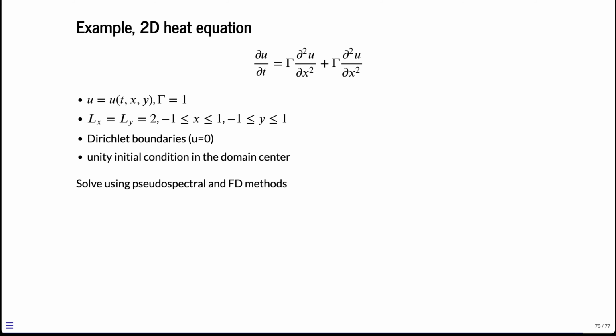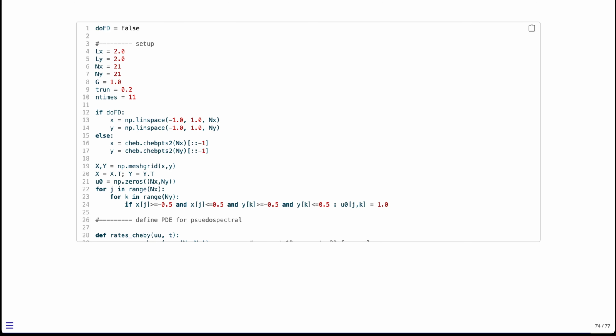So let's look at the two-dimensional heat equation that's shown here. No source term here, and we'll just let the diffusivity gamma equal 1. I'm using a domain size of 2 in both x and y that varies from -1 to 1 as usual. Then Dirichlet boundary conditions with a unity initial condition in the center block square portion of the domain. We'll solve this using both the pseudospectral and the finite difference method.